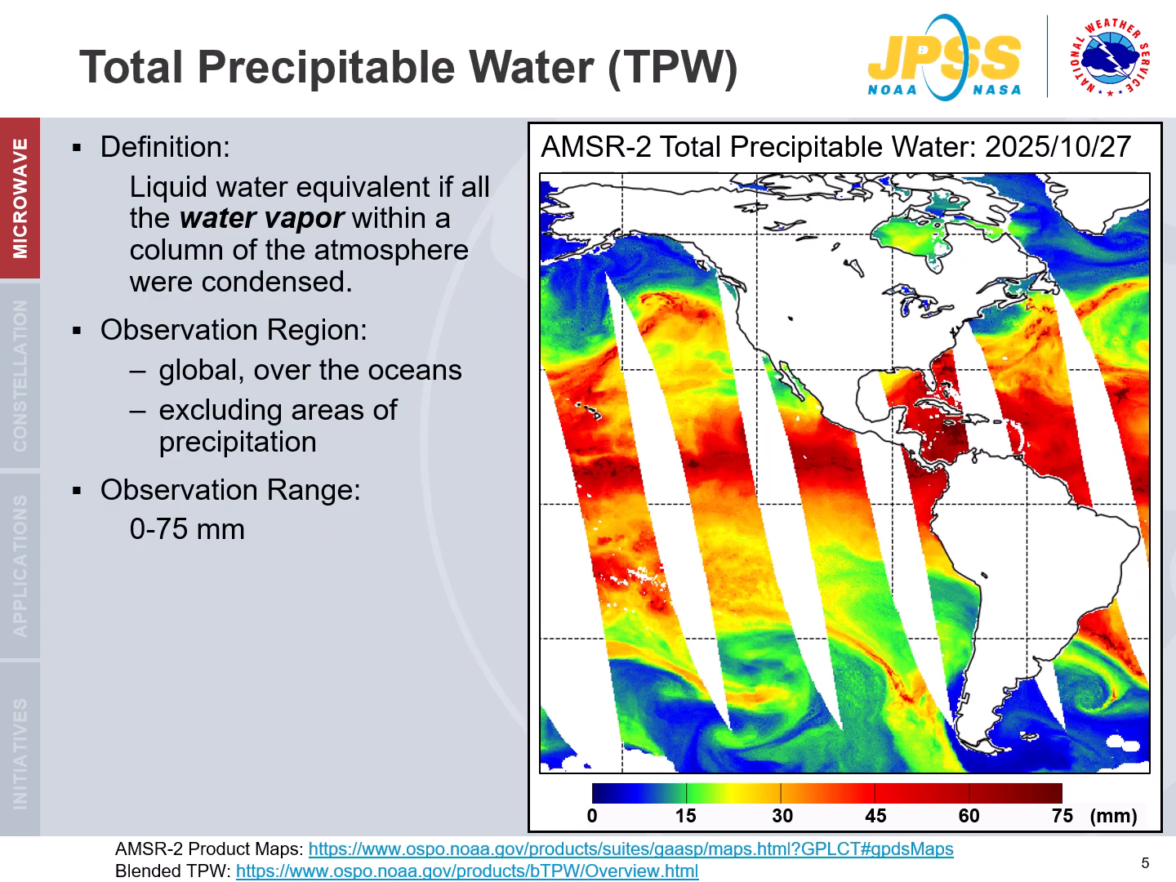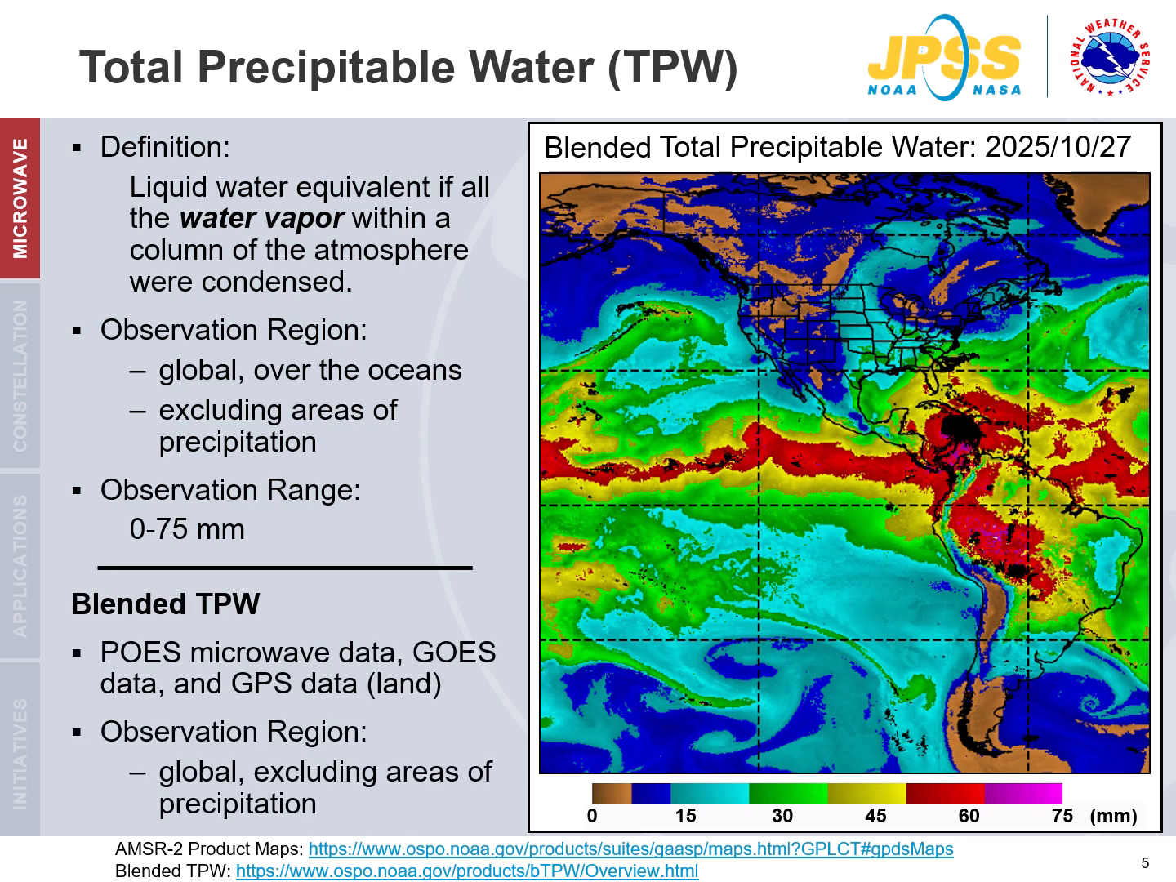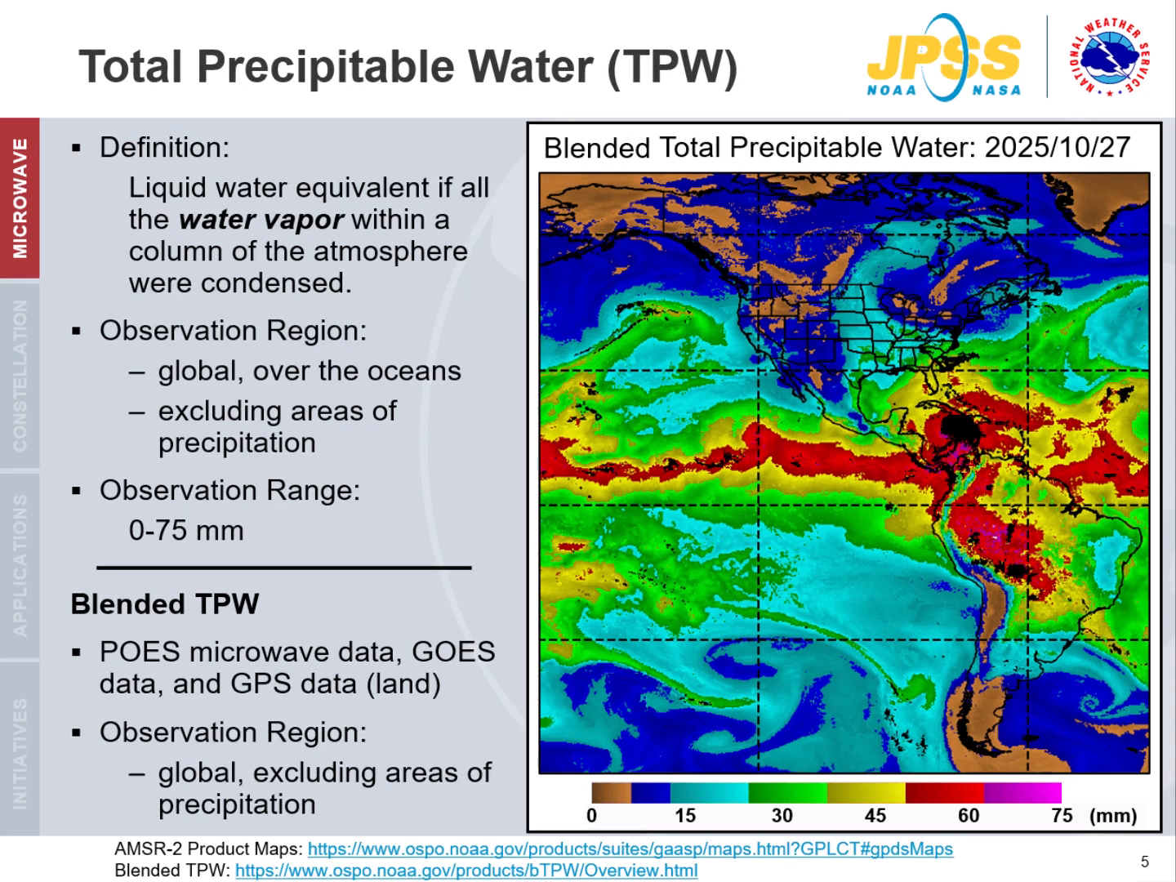Total precipitable water, or TPW, is one way to measure atmospheric moisture and uses the strong water vapor absorption near 22 GHz in the microwave. It represents the depth of water that would be accumulated if all the water vapor in a column of the atmosphere were condensed into liquid form. The product is valid everywhere over the oceans, excluding areas of precipitation, and is expressed in units of millimeters. The blended TPW product is able to provide almost full global coverage by incorporating microwave data from polar orbiting satellites, data from geostationary satellites, and GPS data over land.